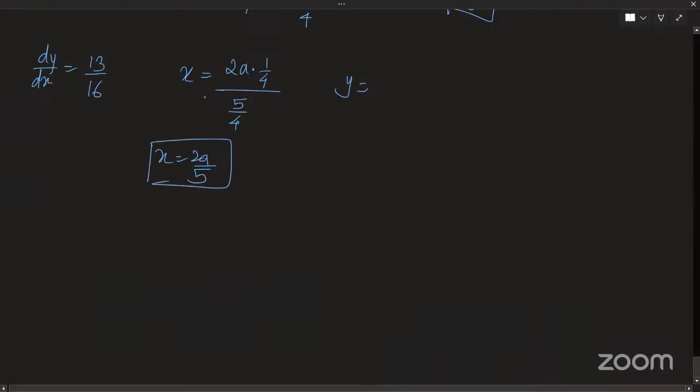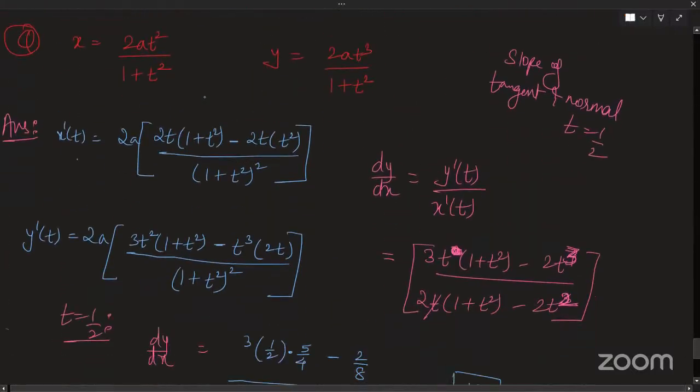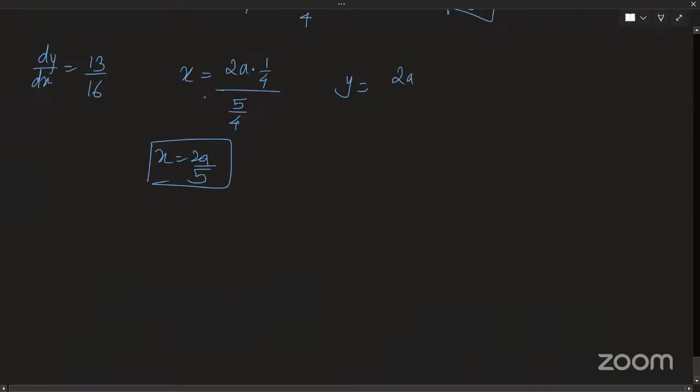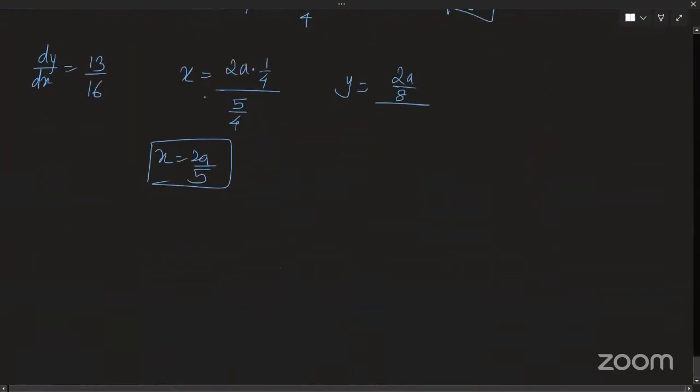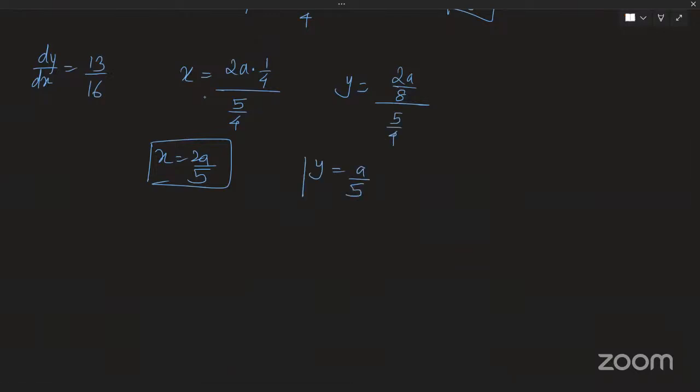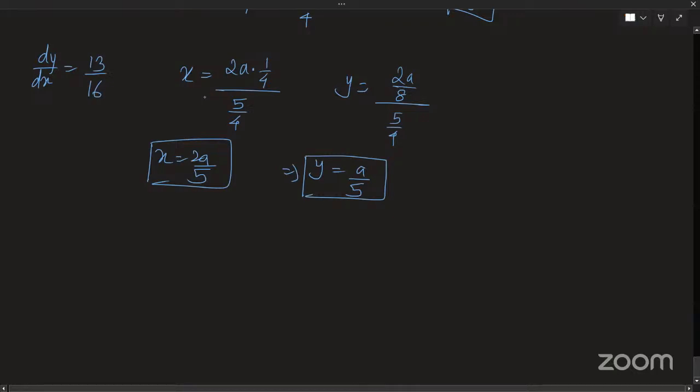Your y is 2a by 8 divided by 5 by 4. So y will be a by 5. Right? Got it, everyone? Now I have got my point 2a by 5, comma a by 5. And I know my slope is 13 by 16.